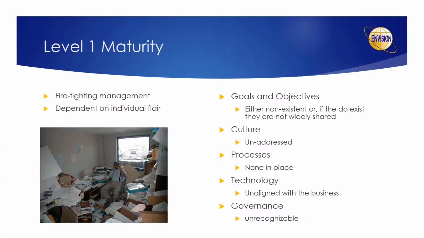Level 1 is the starting point and assumes that there has been no consideration of maturity in the organization. Progress depends upon individual flair and documentation is chaotic. No one claims to be at this level, but it's surprising how many features of this level can be observed by outsiders.